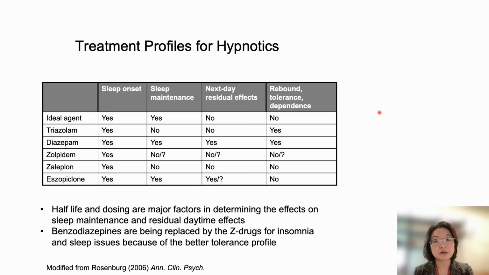There are several Z drugs on the market, and they all have differences in half-lives and pharmacokinetics. These differences are major factors in determining drug effects on sleep onset, sleep maintenance, and any residual daytime drowsiness. Here you can see Zolpidem, which has a shorter half-life, which is useful for sleep onset, but not really for sleep maintenance. It also doesn't have any residual drowsiness the next day. There is now a modified extended release version of Zolpidem that has a longer duration of action and can help improve sleep maintenance for people who suffer from that type of insomnia.